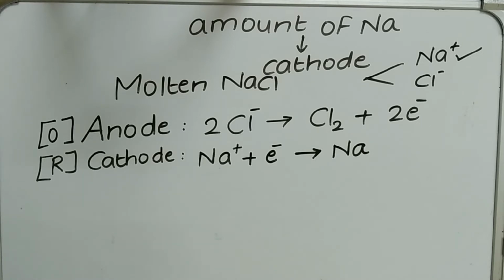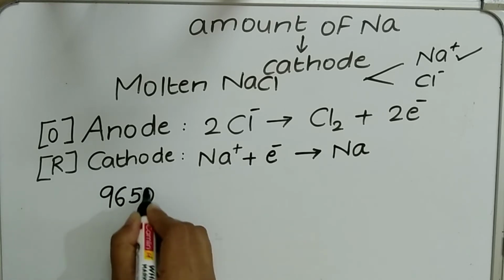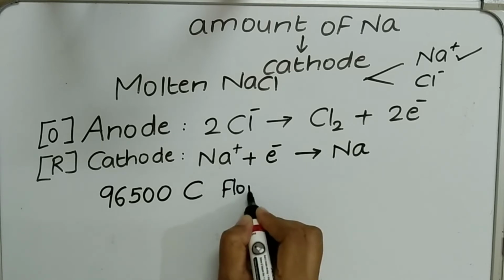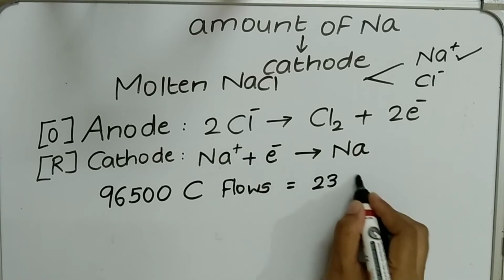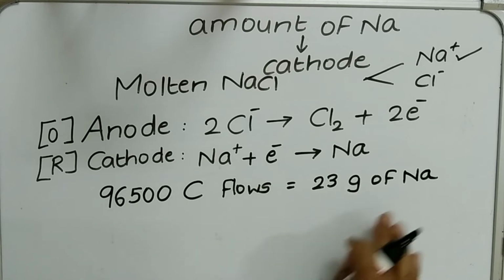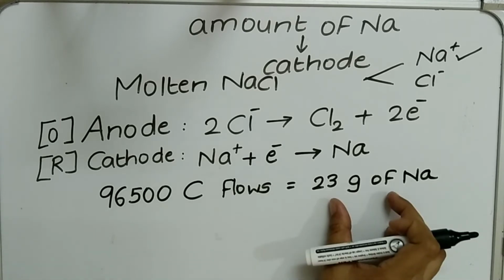So the general statement, if such questions are asked, like the amount of a particular element which is deposited at any electrode, then what is the first statement you will write? You will write it as: 96,500 coulomb charge, when it flows in the circuit, gives 23 grams of sodium. This is the general statement.